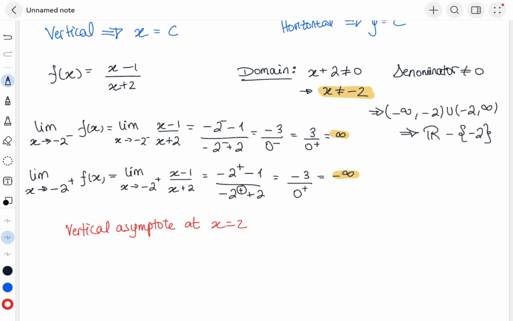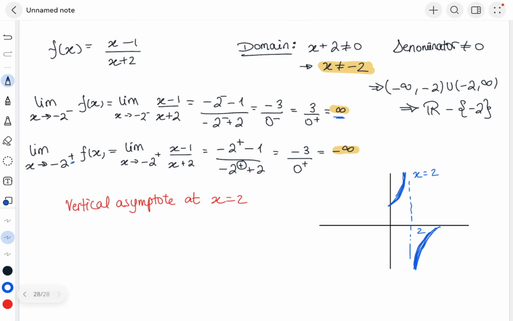And how will this asymptote look? This is our graph, and this is x equal to negative 2. From the negative side, from the left side of x equal to negative 2, we have the function going to infinity, which means we have our function approximately here. And from the right side, which is negative 2 plus, it's coming from negative infinity. So our function will be something like that.